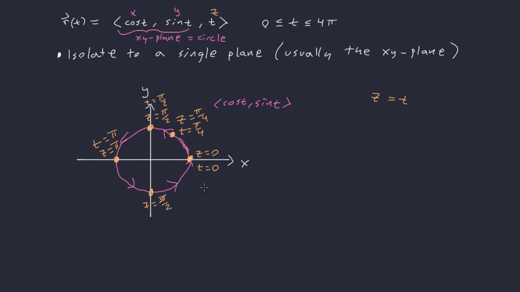Then when we get back around to here, we have another step, where z is equal to 2 pi. That's when t is equal to 2 pi. And we have another rotation with z slowly getting larger and larger. In fact, if we were to graph just z by t, we would just have this line here, because as t increases, z increases by the same amount.